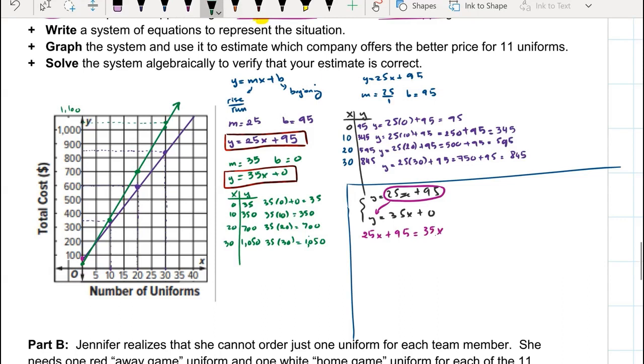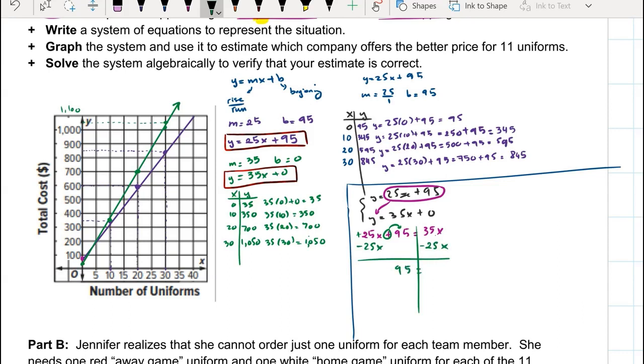Okay. We're going to solve for x. You have x on both sides of the equal sign, so we're going to bring one of them to the other. This positive sign belongs to 95. The 25x is positive because there's no sign in front of the number, which means it's always positive. We're going to subtract 25x on both sides.